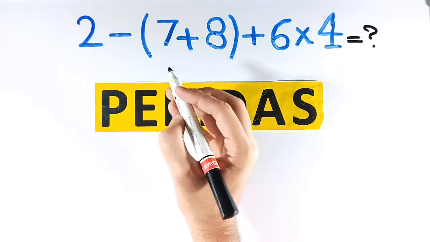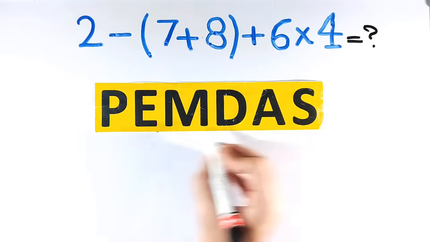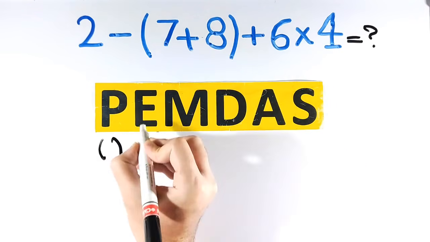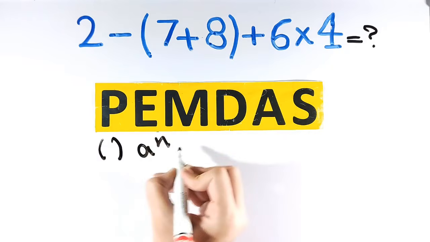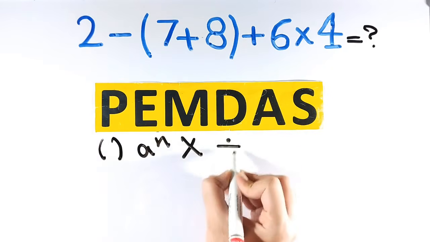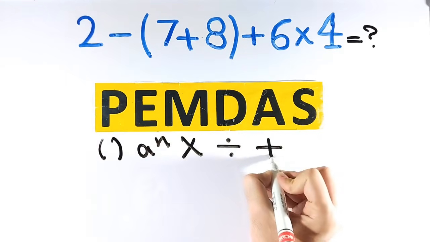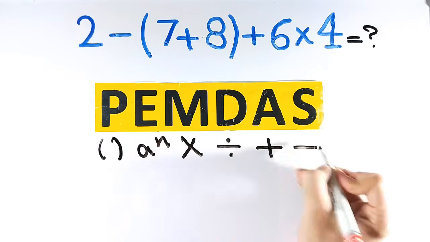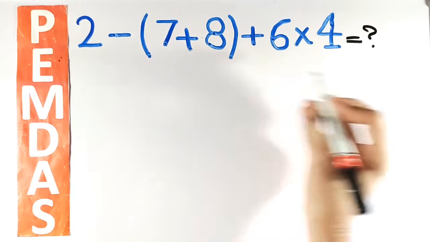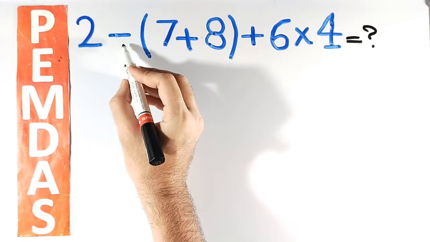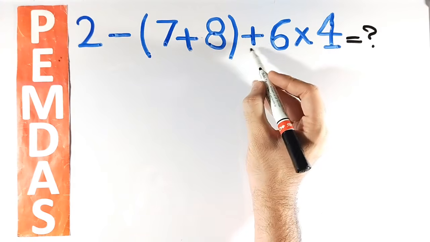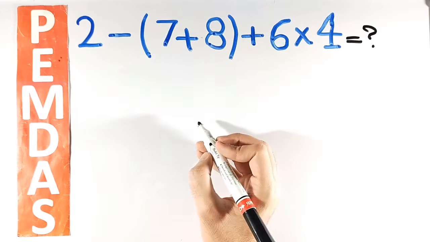To solve this question, we must follow a rule that is called PEMDAS. In this rule, P stands for parentheses, E stands for exponent, M stands for multiplication, D stands for division, A stands for addition, and S stands for subtraction. As you can see on the screen, in this expression, first we have a subtraction sign, followed by parentheses, then an addition sign, and finally a multiplication.